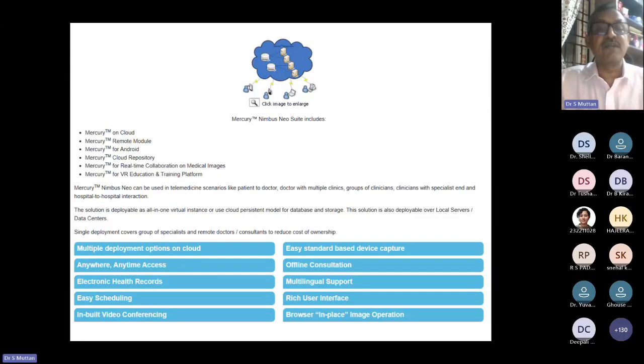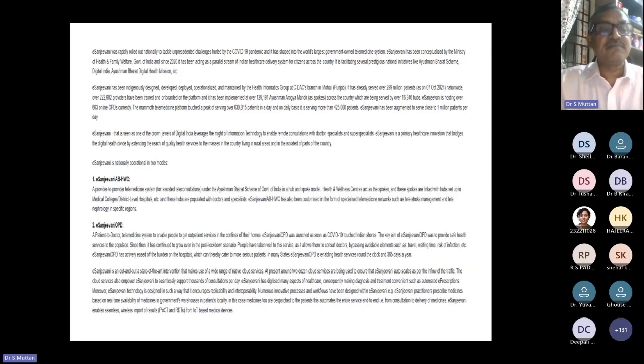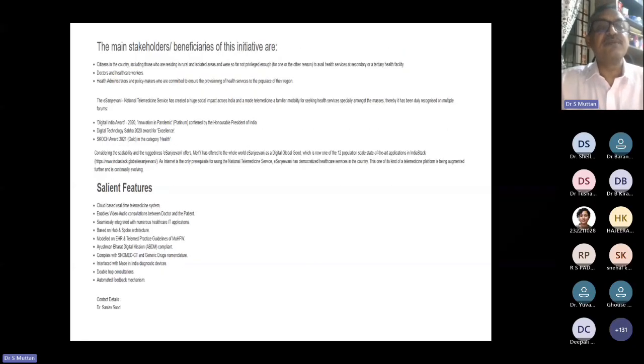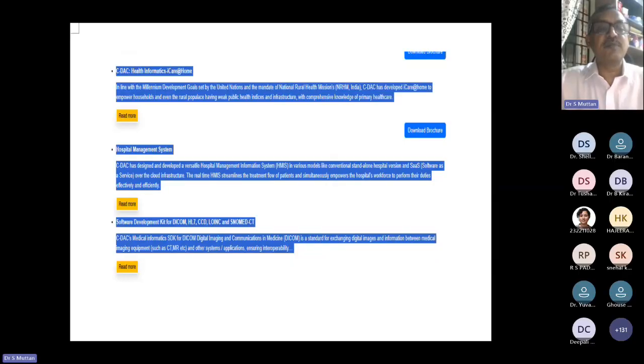Their packages are available. And our job as faculty is to see that these are introduced to our students, because these people should not think India is doing nothing. We are doing, but without us, there is no India. So we have to be part of this change. Then e-Sanjeevani, then the salient features for beneficiaries, then CDAC's health information system, hospital. These are all cut and pasted from the CDAC website for your kind information.